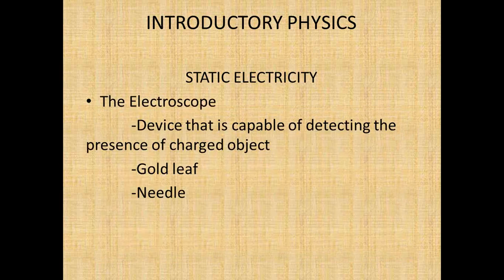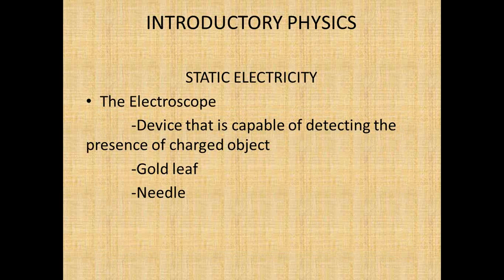We say all of this to explain what an electroscope is. An electroscope is a very important device. It is capable of detecting the presence of a charged object. So if you have an object and you want to determine whether it's charged, yes or no, you can get an electroscope and check to see if it's a charged object.